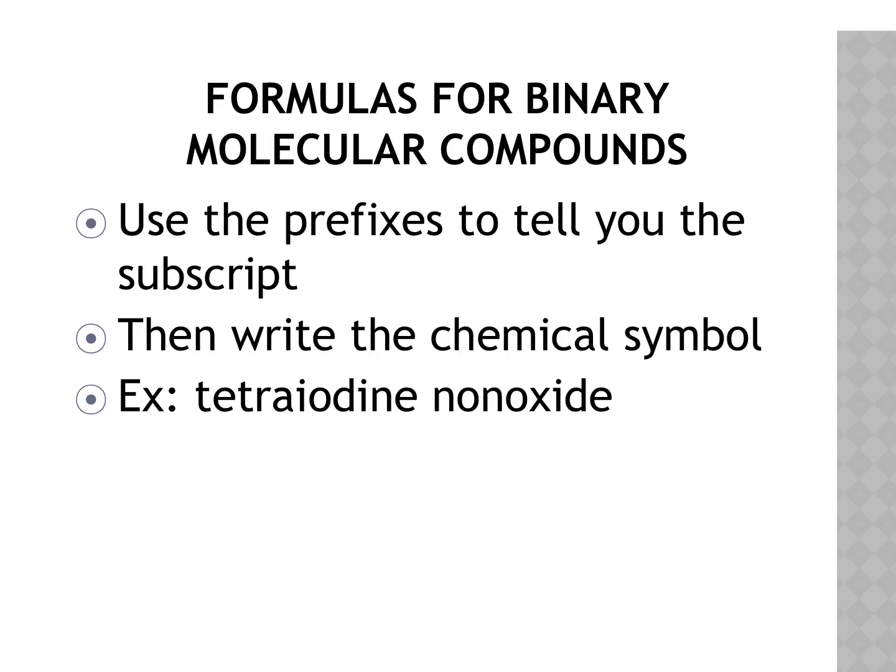All right, now we're going to learn how to write formulas for molecular or covalent compounds. This time we're just going to look at the name, and the prefix in the name tells you the subscript. Then we'll just write the chemical symbol. For example, we have tetraiodine nonoxide. We look at the prefix tetra. Tetra means 4, and the element is iodine. So we write I4. And then nonoxide comes from nona for 9 and oxygen.